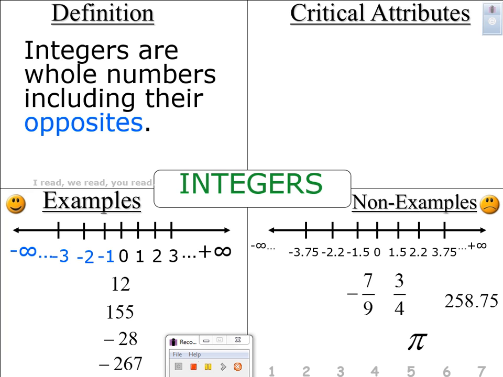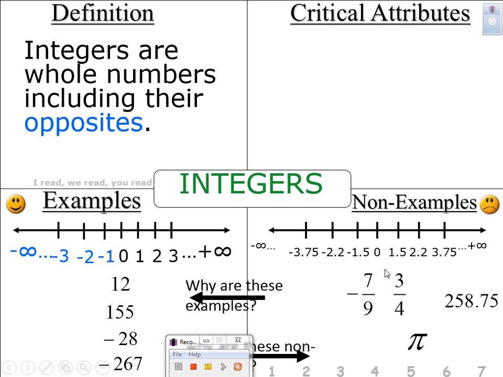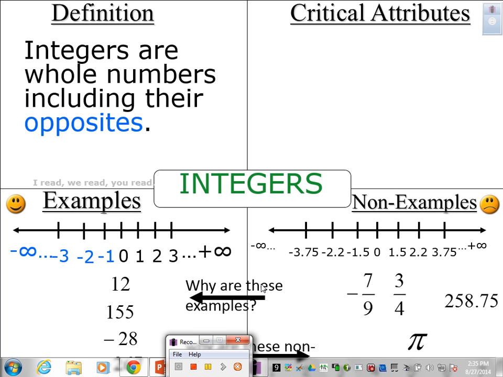Think about these questions. Why are these examples of integers, and why are these not? Talk it over with your neighbors, please. Okay, now that you talked it over with your neighbors, you already know what the obvious reason is. Everybody says what? Because these are what? They're not whole numbers. They have decimals and fractions.